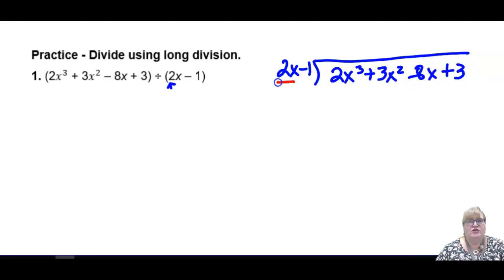All right, then we look at just the first term and this first term. You need to make 2x multiply by something to become exactly 2x cubed. So we would need to multiply by an x squared. Then you multiply this by each of these terms out here. You have to distribute it to both of those terms. So 2x times x squared is 2x cubed. x squared times negative 1 is negative 1x squared.